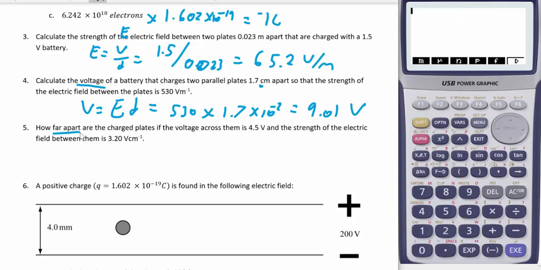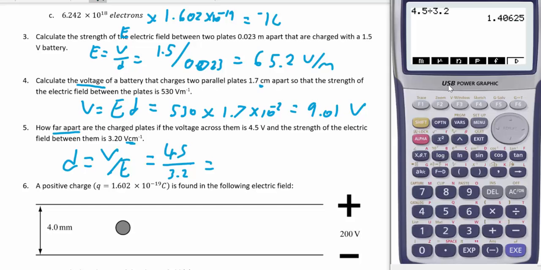Question 5, how far apart D are the charged plates? So if we're looking for D, we're going to put the D up and the E down. So D equals voltage divided by electric field strength. We notice a little trick here that they're talking about centimeters, which is a little bit confusing, and so we're really looking at 4.5 divided by 3.2, which would give us 1.4, and because they're talking about centimeters there, the answer is also going to be in centimeters.